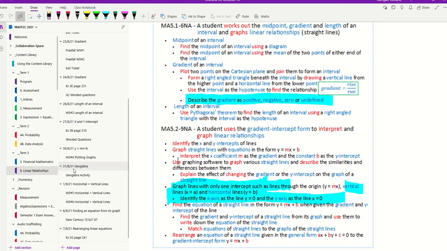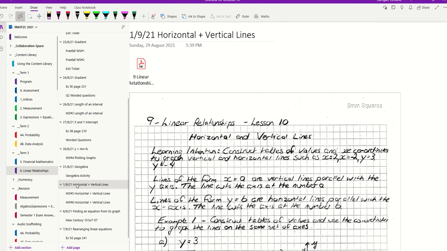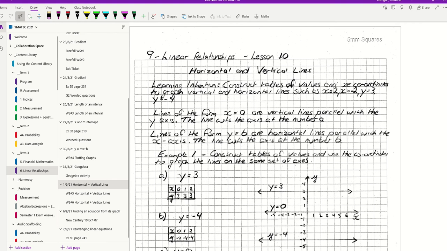Today's date is here. So we're looking at horizontal and vertical lines. Our learning intention says construct tables of values and use coordinates to graph vertical and horizontal lines such as x equals 2, x equals minus 2, y equals 3, and y equals minus 4.